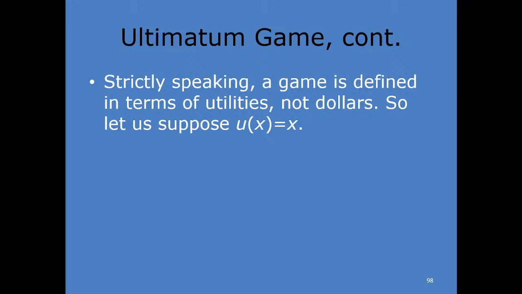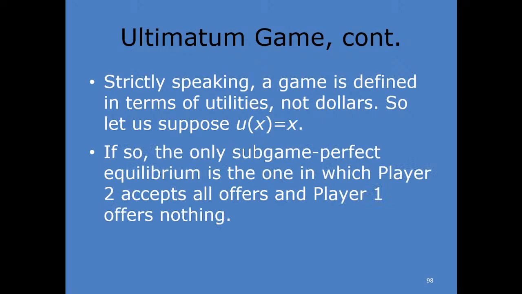Strictly speaking, a game is defined in terms of utilities, not in terms of dollars. So for simplicity, let's just assume that your utility of $5 is 5, and so on. So the utility of x equals x, linear utility. If so, the only subgame perfect equilibrium is the one in which player 2 accepts all offers and player 1 offers nothing.